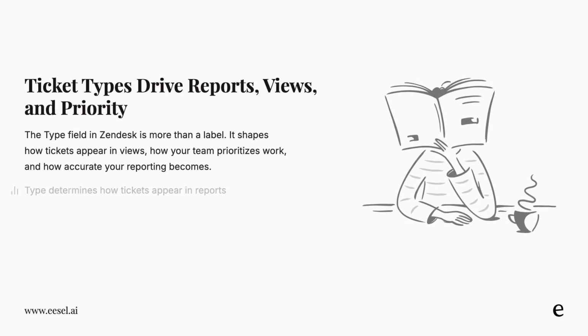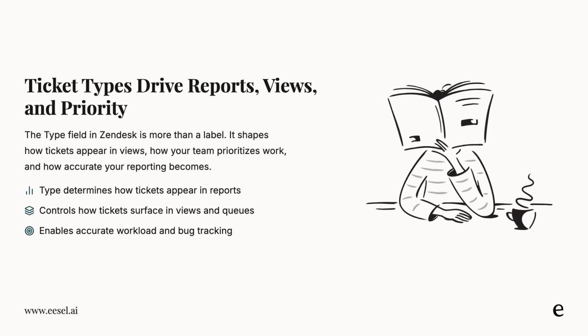The ticket type field does more than label a ticket. It shapes how tickets appear in your views, controls how they surface in queues, and determines whether your reporting is actually telling you the truth about your workload. Classifying tickets consistently is the difference between useful data and noise.